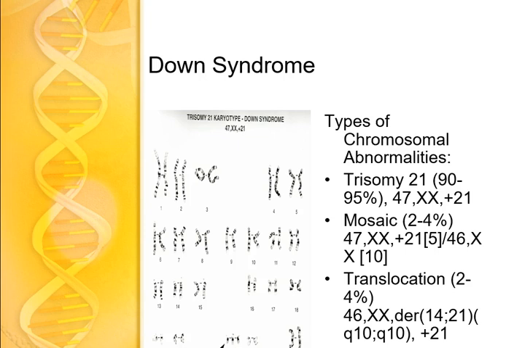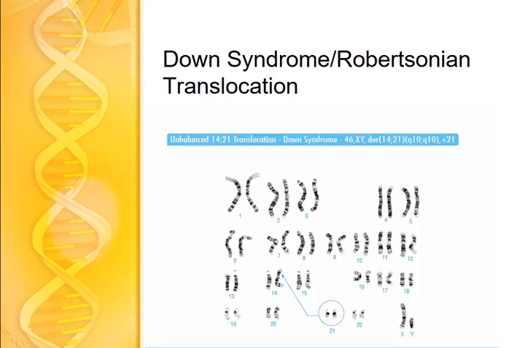Translocation is when one chromosome is attached to another, and Robertsonian translocations are between acrocentric chromosomes 13, 14, 15, 21, and 22, and that's also a rare form of Down syndrome. It does not change the phenotype in any way. It only changes the recurrence risk. So let's talk a little bit more about a Robertsonian translocation.